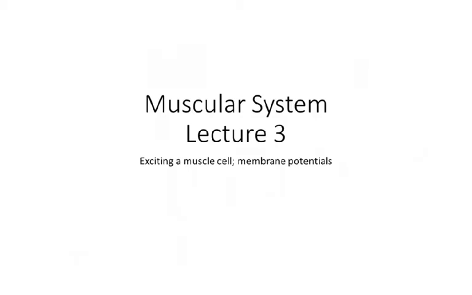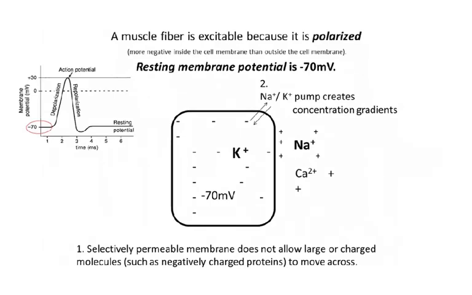Okay, finally in this third video, we're going to talk about the action potential, how the muscle cell is actually excited. So this is one of the properties that muscle cells, otherwise known as muscle fibers, have: they have this ability to be excited. And the reason they have this ability is because the cell is polarized.